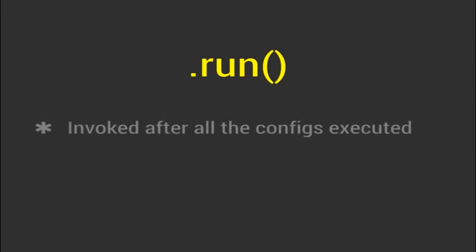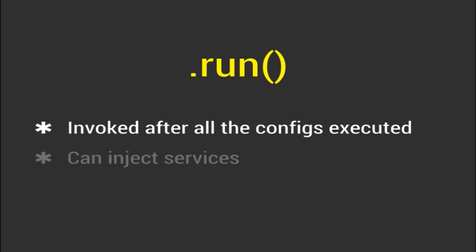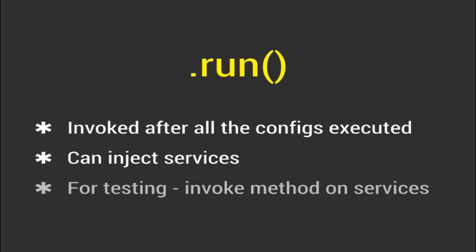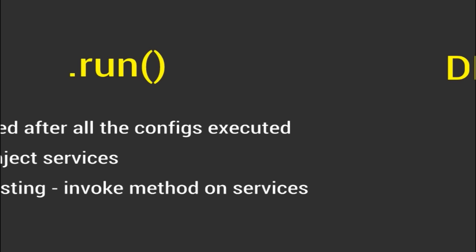The run method is invoked after all the configs are executed and can inject services. This is like the starting point of your application. A good tip for testing: if you're using a run method, don't put arbitrary code there. Instead, inject a service and call its init function, so you can test it later, because you can't really test run methods.